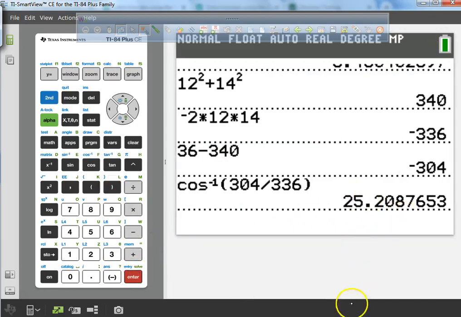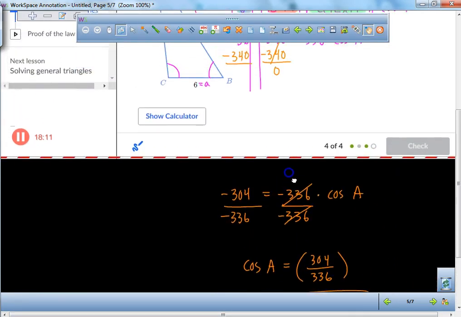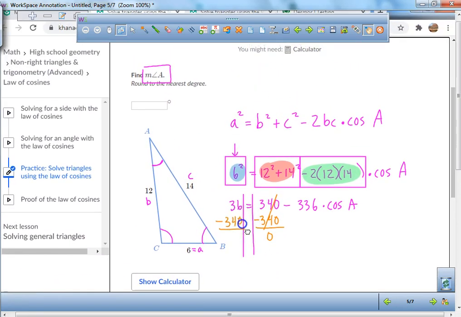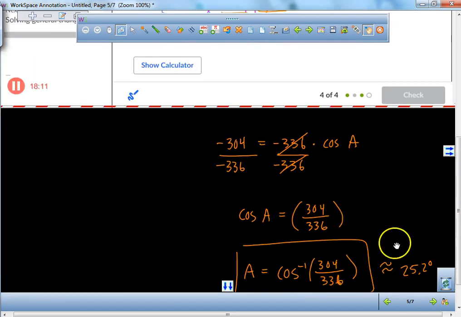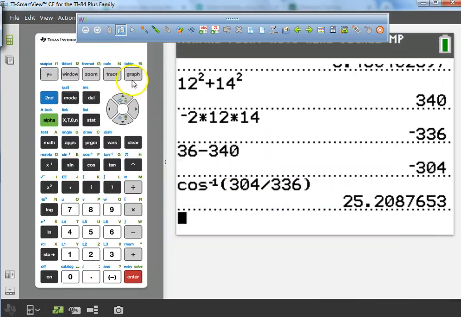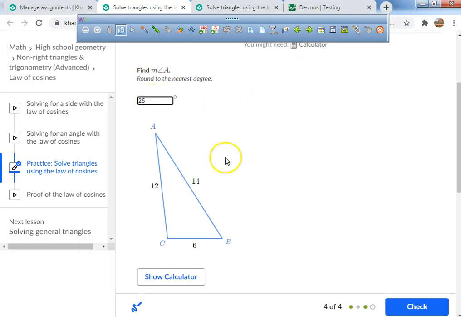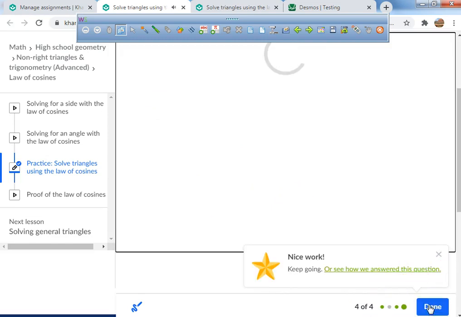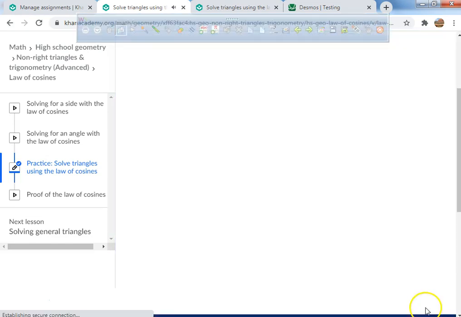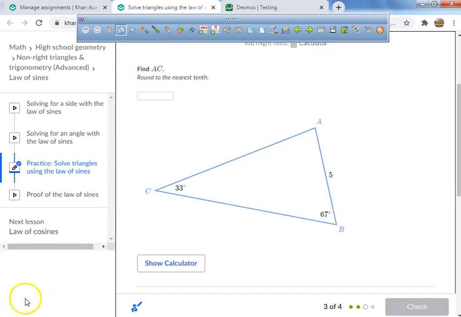It gives me 25.2, so I know my degree is 25.2 degrees, but I think it asks me for the nearest degree, so I'm just going to put 25 degrees and not the 25.2. All right, so nearest degree is 25. Okay, so I do plan on doing more of those tomorrow, but that's your first example.